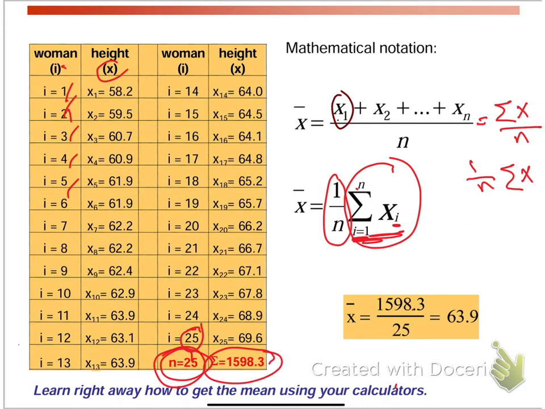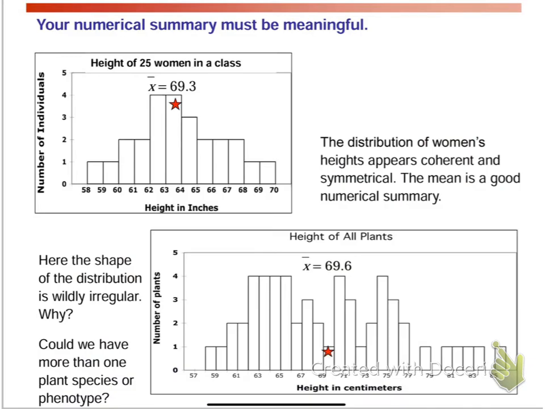1598.3. So I have to divide the sum. The sum of all x's, sum of x equals 1598.3, divided by 25, so I get the average. This is the example which we just answered in the previous slide.